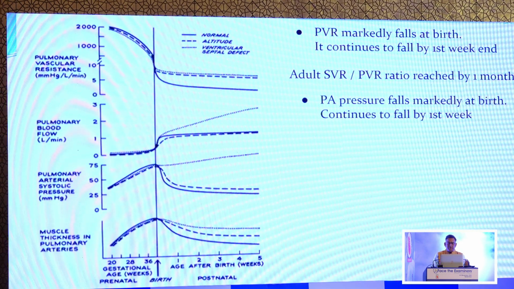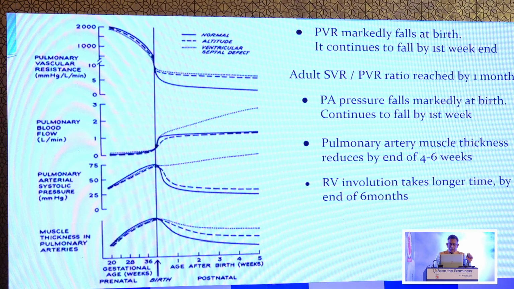Similarly, the PA pressure falls. This is the PA pressure. See here, it was 60 or 75, and it has fallen down here to 25 at 1 week. Immediately at birth, if because of some reason the ductus is open or there is some stimulus to maintain the pressure, we'll come to that, the pulmonary artery pressure will not fall. That you must remember.